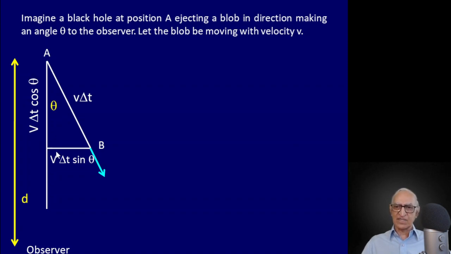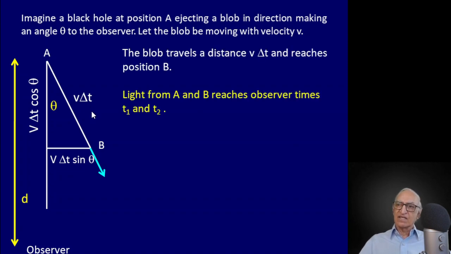But that doesn't concern us. What concerns us is this motion in the transverse direction. When we saw the blob first, it was over there. And when we see the blob now, it is over there in the sky. So in the sky, the blob has moved a distance v delta t times sine theta in this direction. In what time has the blob moved this distance? It has moved this distance in a time delta t. So let's repeat. The blob travels a distance v delta t and reaches the position B.